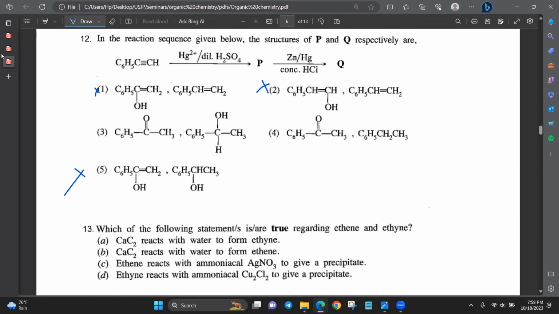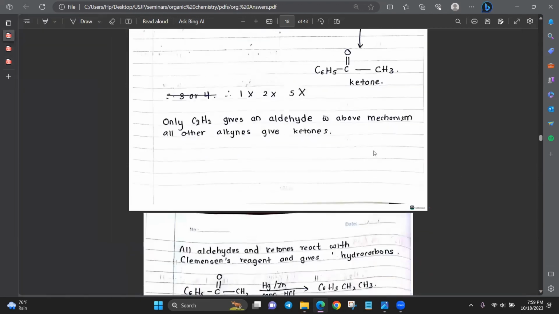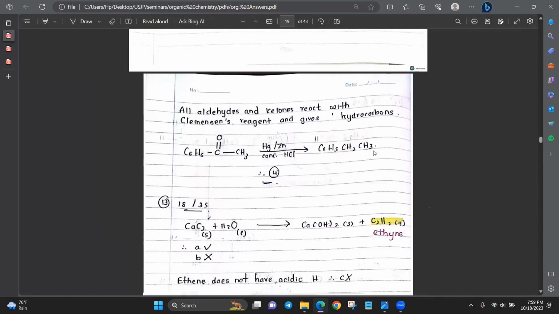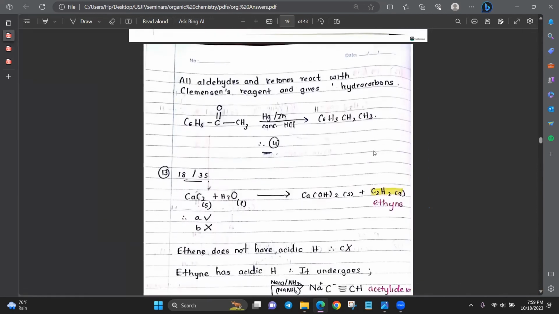Now we'll go to our Q. For Q, what have they done? They have added zinc amalgam and HCl. So zinc amalgam and HCl is also called Clemmensen's reagent. That name is not given in the resource book, I guess. They have mentioned it as zinc amalgam conc HCl. So all aldehydes and ketones, when they react with this zinc amalgam and conc HCl, this double bond will break and hydrogens will get added across this double bonded oxygen. Then this compound will be formed.